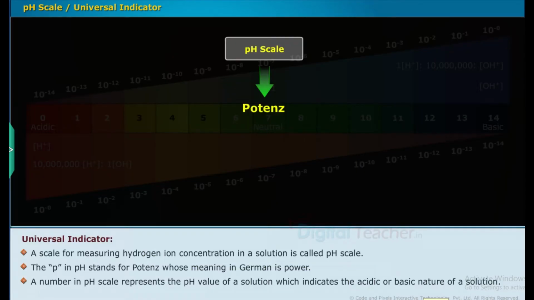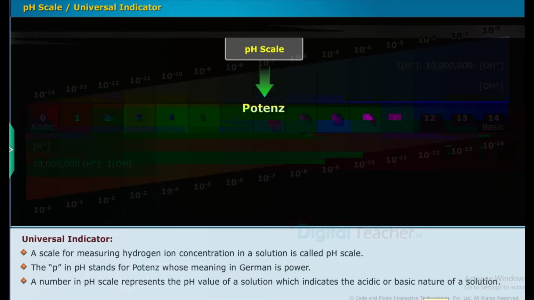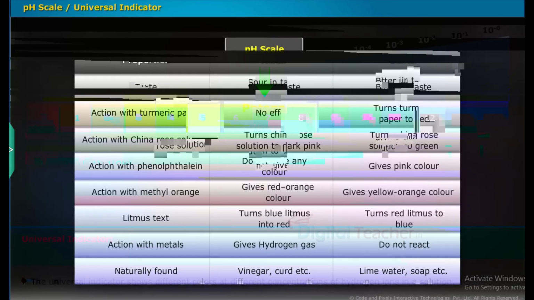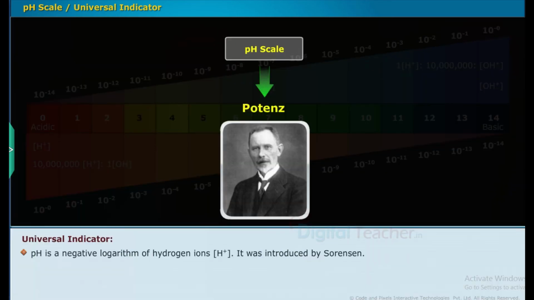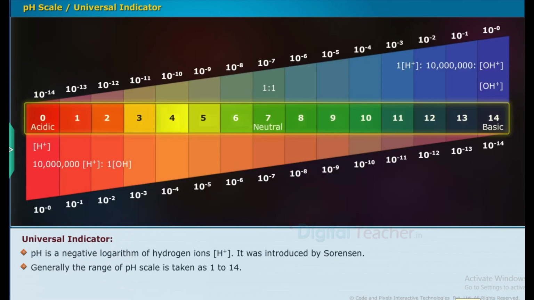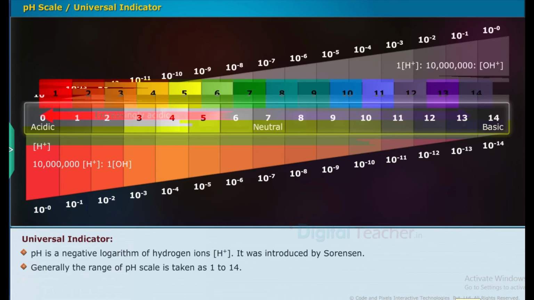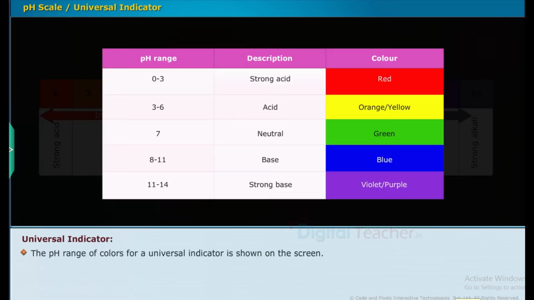A number on the pH scale represents the pH value of a solution, which indicates the acidic or basic nature of a solution. pH is the negative logarithm of hydrogen ion concentration. It was introduced by Sorensen. Generally, the range of the pH scale is taken as 1 to 14. Solutions with a pH less than 7 are said to be acidic, and solutions with a pH greater than 7 are basic or alkaline. The pH range of colors for a universal indicator is shown on the screen.